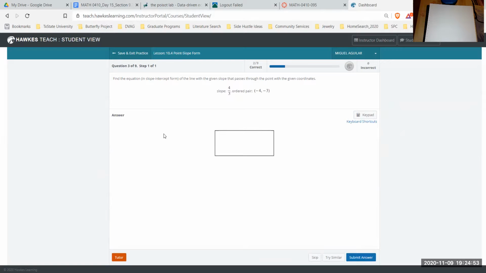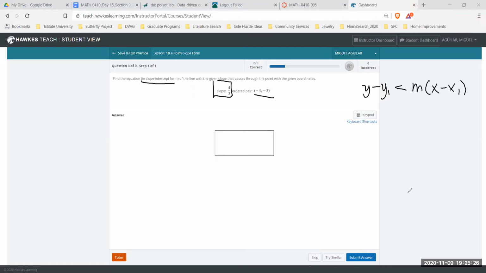Okay, again, same kind of question. Find the equation in slope-intercept form when they've given you this for the slope and this ordered pair, which tells you that this is not the y-intercept. So we're going to have to go from y minus y1 is equal to m times x minus x1, and convert that somehow to y equals mx plus b.